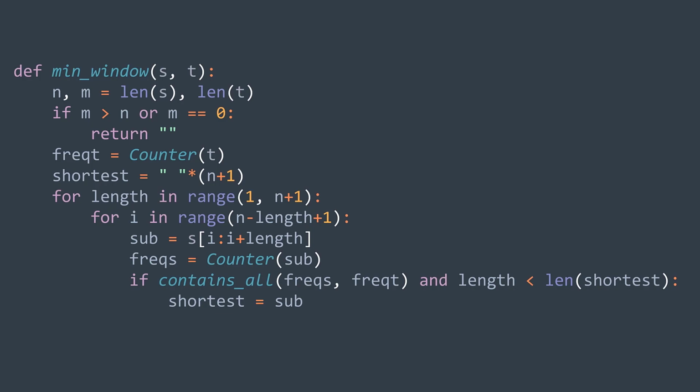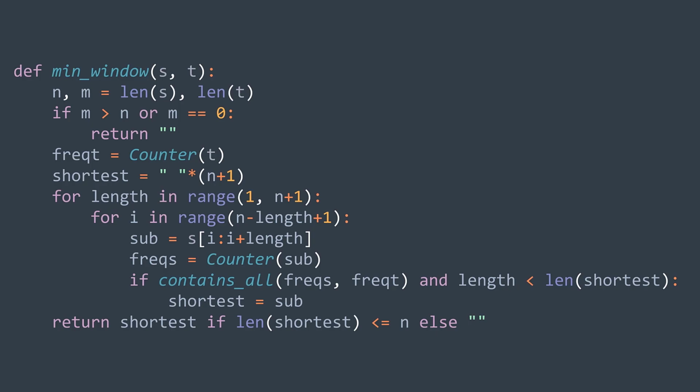After the loop, we don't directly return shortest, because it's possible that we didn't find any substring that contains all characters of t. To know that, we check the length of shortest. If it's still n plus 1, it means that it didn't get updated. We return the empty string as required by the problem. Else, we return shortest. Basically, we return shortest when its length is at most n.